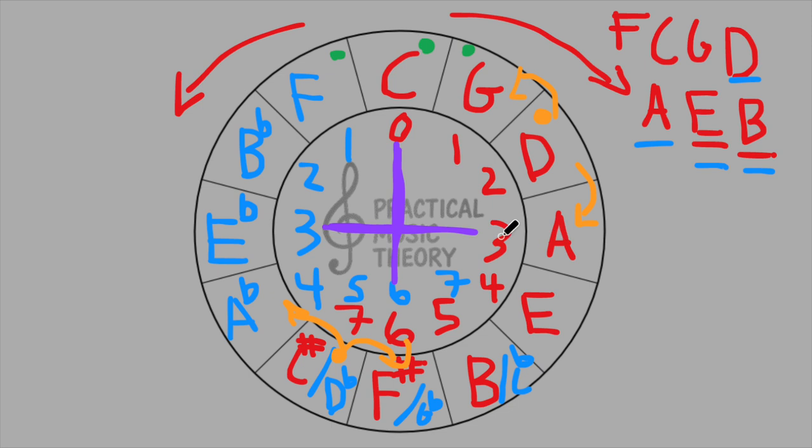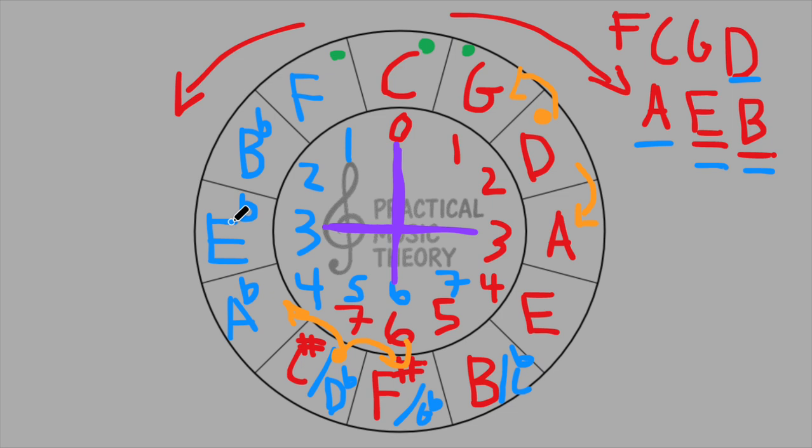Now, to continue, what I think about on the flat side is similar to how we're going from 12 o'clock, 1 o'clock, 2 o'clock, 3 o'clock on the sharp side. I sort of think about going 12 o'clock, negative 1 o'clock, negative 2, negative 3, right? Thinking about subtracting sharps or adding flats.